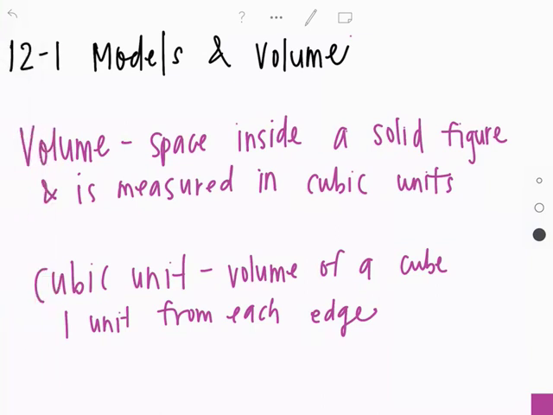Hey kiddos, so today we are starting topic 12, and in this topic we are talking about volume.